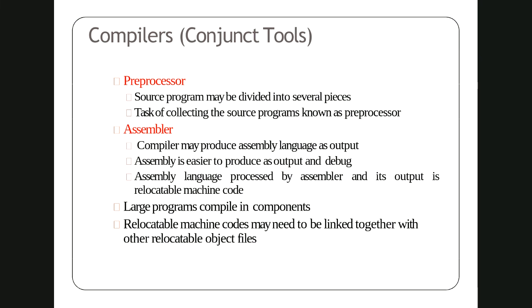Then preprocessor: the source program may be divided into several pieces, and the task of collecting the source program is known as the preprocessor. Assembler: what is an assembler? The compiler may produce assembly language as output. Assembly is easy to produce as output and easier to debug. Just go through these things. These are very easy, and you must already know them. So that is all about the assembler and conjunction tools of the compiler.